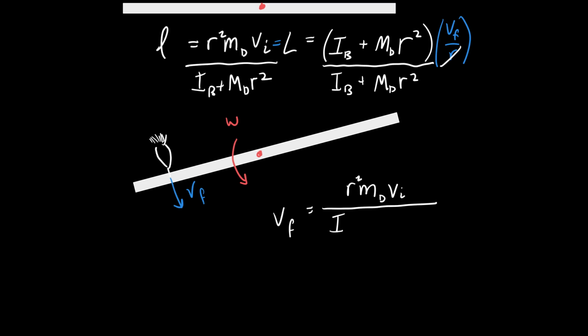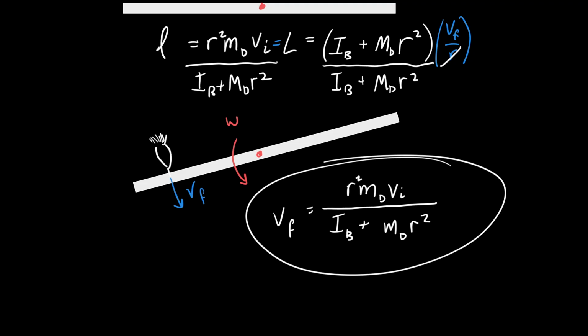Then underneath, I of the bar plus mass of the dart times R squared. There. That's the answer. You can't cancel out the R's on top and bottom. Some people asked about it for our sixth period, but you could only do that if every term had it in there, and every term does not.